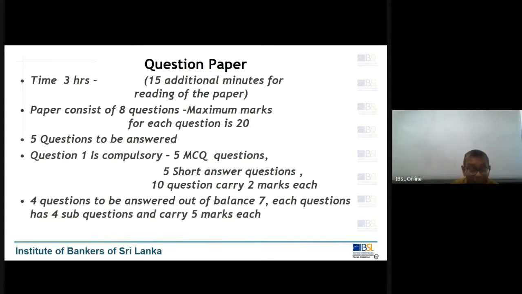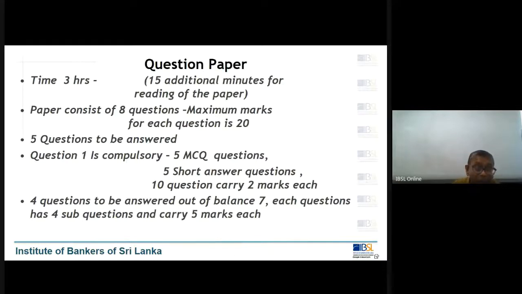So indirectly we have a 3.25-hour paper. The paper usually consists of 8 questions. The maximum marks for each question is 20 as usual. So 5 questions are to be answered out of 8. Therefore you have options there. Only 5 questions to be answered out of 8 questions, right?